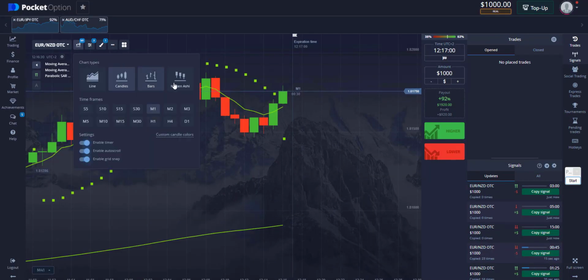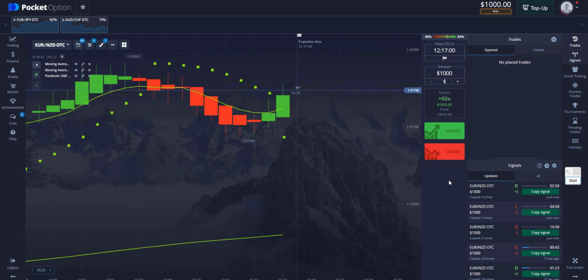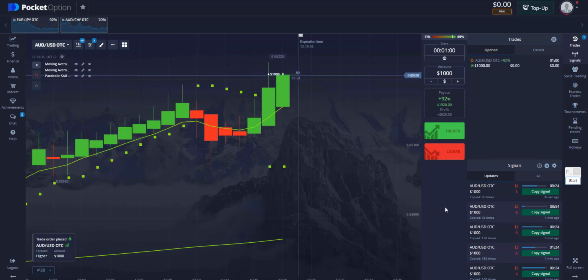We choose Heikin Ashi candles. Now it's time to find a good moment. Here, the trend is higher and gave 3 red candles, after which the market returned to higher, which is good. The market is going higher.